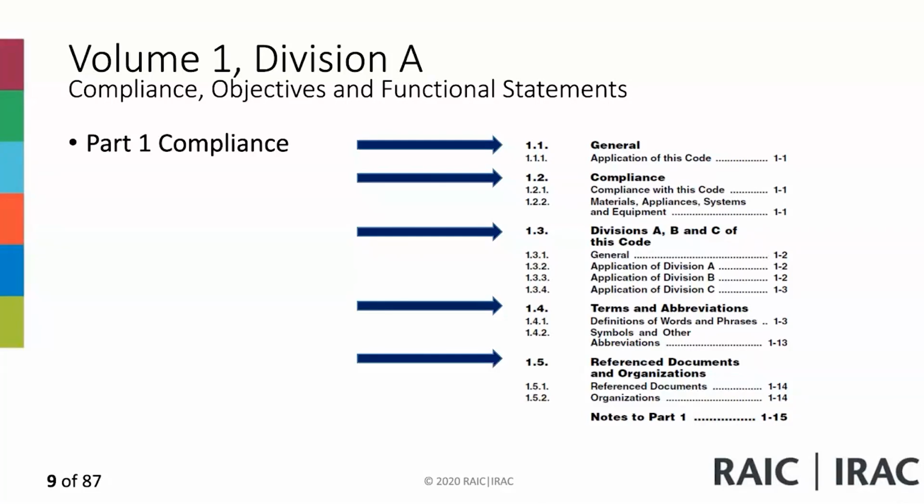So when we're looking at the application of each division, we know whether to... can you go to subsection 1.3.2? Can you all go to subsection 1.3.2? So the application of 1.3.2: Parts 1, 2, 3 of Division A apply to all buildings in this code. So you've got to know, and then you go to 1.3.3.